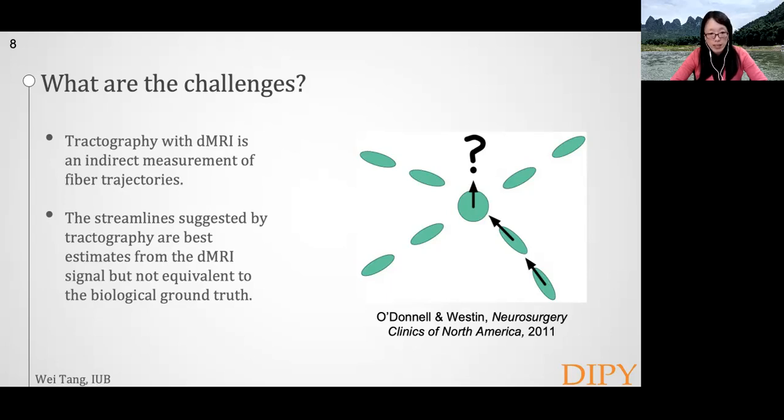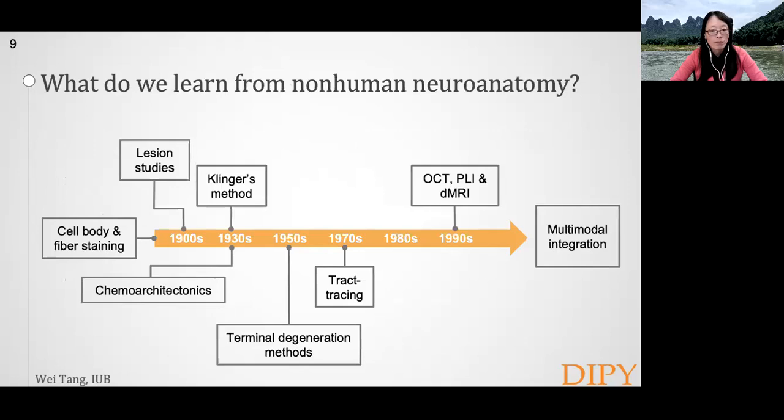Here is where animal studies can help. To solve the problem, we need some prior knowledge of what the ground truth is most likely to be. And most of this knowledge comes from humans' closest relatives, the non-human primates. When we look at the history of neuroanatomy, there is a parallel branch dedicated to animal research. The very early methods relied on staining techniques, and they are applicable to both human and non-human brains. These techniques are not sensitive enough to distinguish microstructures.